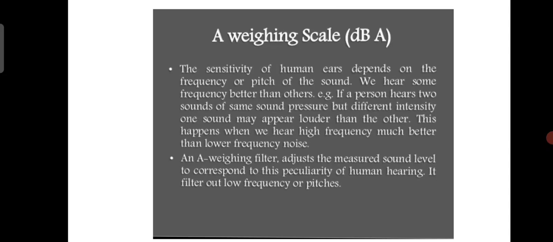The sensitivity of human ears depends on the frequency or pitch of the sound. We hear some frequencies better than others. If a person hears two sounds of the same sound pressure but with different frequency, one sound may appear louder than the other. This happens when we hear high frequency much better than lower frequency noise. Therefore, an A weighing filter adjusts the measured sound level to correspond to this peculiarity of human hearing. It filters out low frequencies or pitches. Hence, this A weighing scale is used as the reference for measuring noise levels.